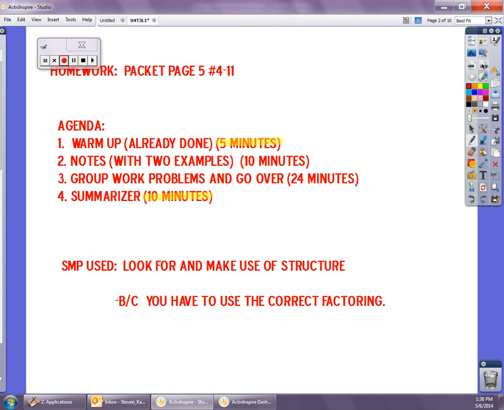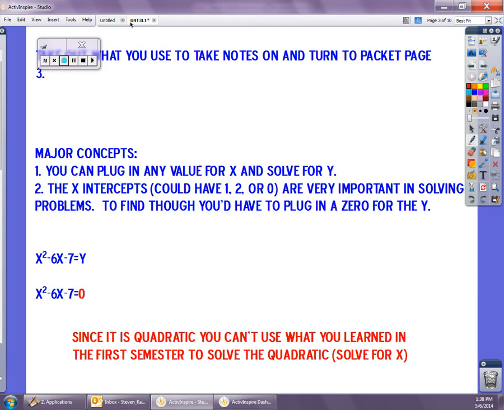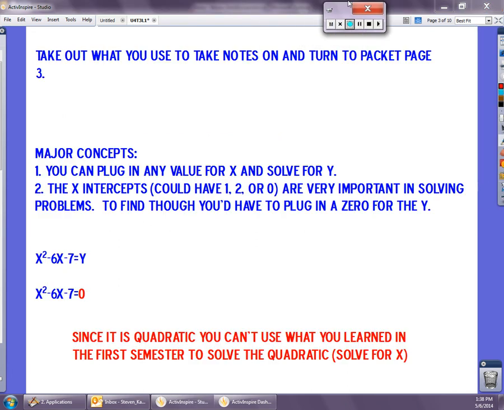Our agenda today, we're going to take some notes. Going to give you two examples. We're going to go over some vocabulary, and then we have a summarizer at the end. And again, as we're going through this, if I'm going too quick, pause the video, and you could either replay it or just process it.